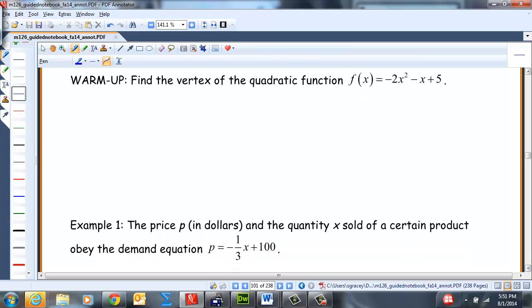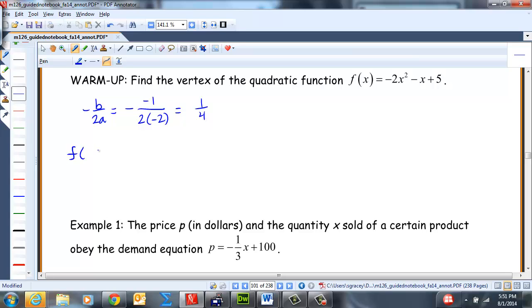So if you feel confident, go ahead and pause the movie. Otherwise, you can just follow along with me. So negative b over 2a equals negative, so our b is negative 1, over 2 times negative 2. So we get positive 1/4.